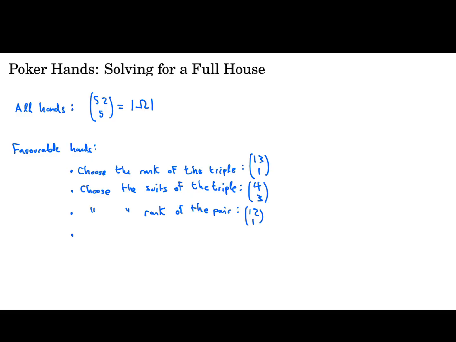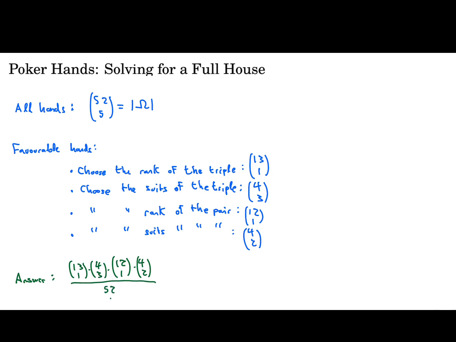And then we need to choose the suits of the pair. So now again, you have the 4 suits, and you need to choose 2 of them. And our answer here is going to be the multiplication of all of these. That's going to be the favorable hands. So it's going to be 13 choose 1 times 4 choose 3 times 12 choose 1 times 4 choose 2, divided by the size of the sample space, 52 choose 5.